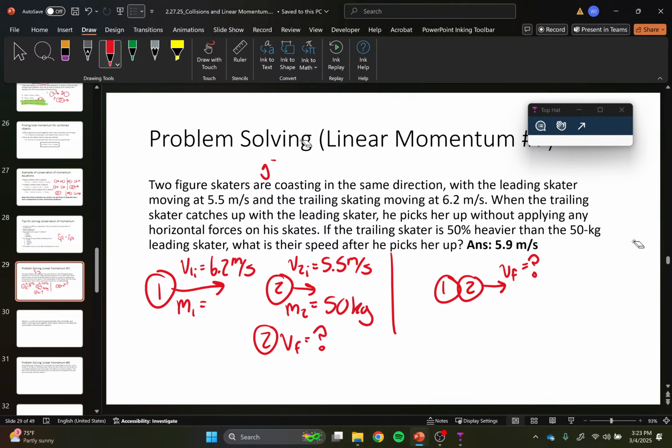Great. What's the mass of the first person? 75. It's 1.5 times 50. Or take half of 50 and add it to 50, however you want to phrase that. Fantastic. How are we going to solve this problem?